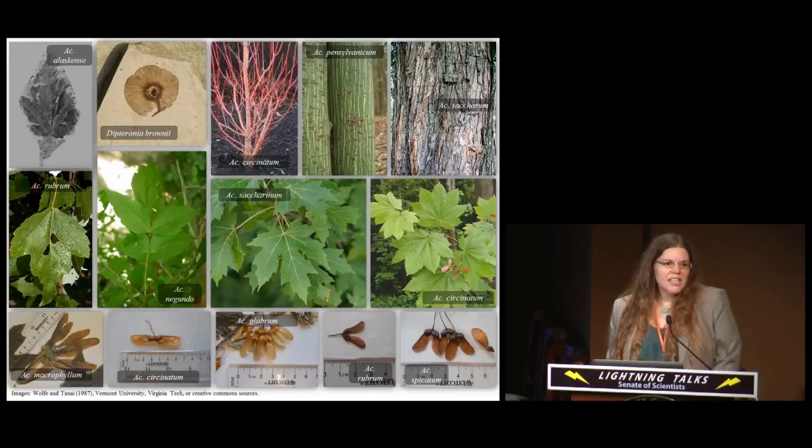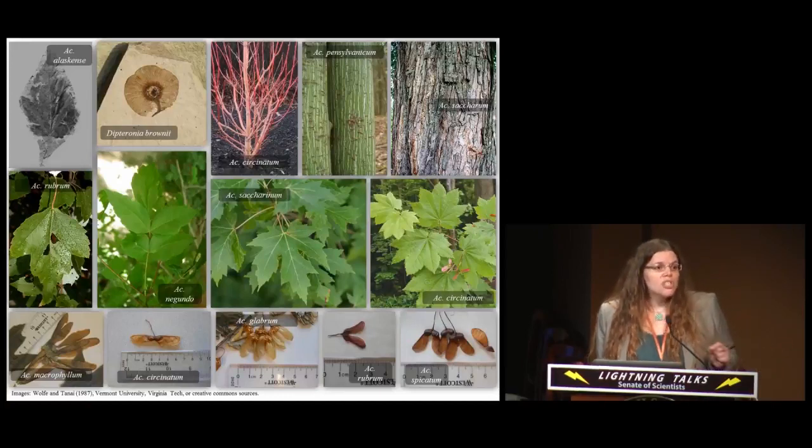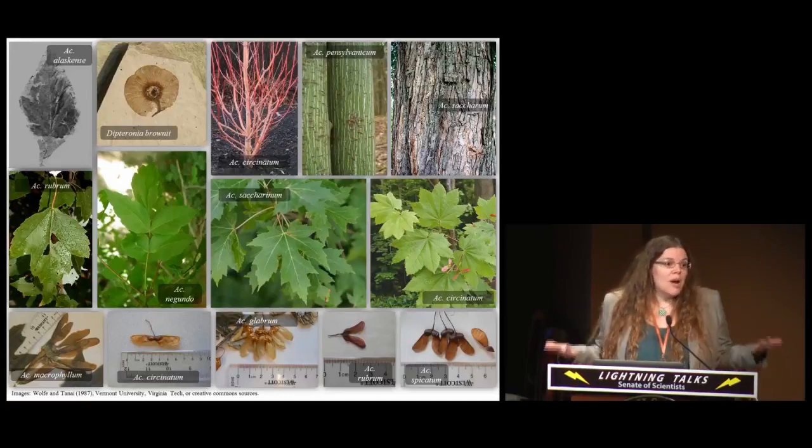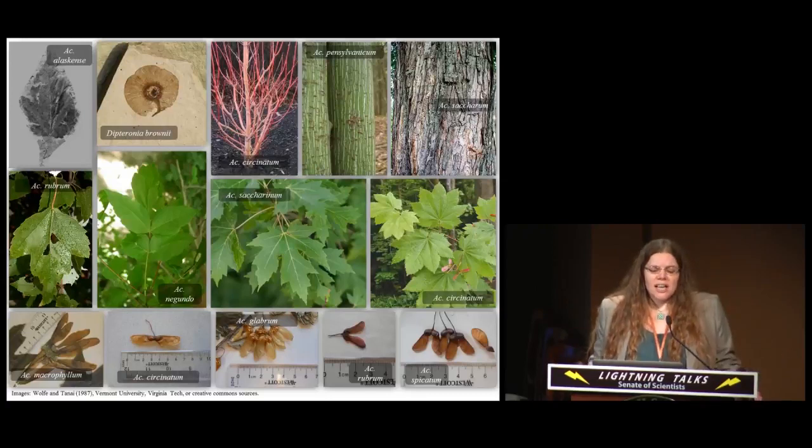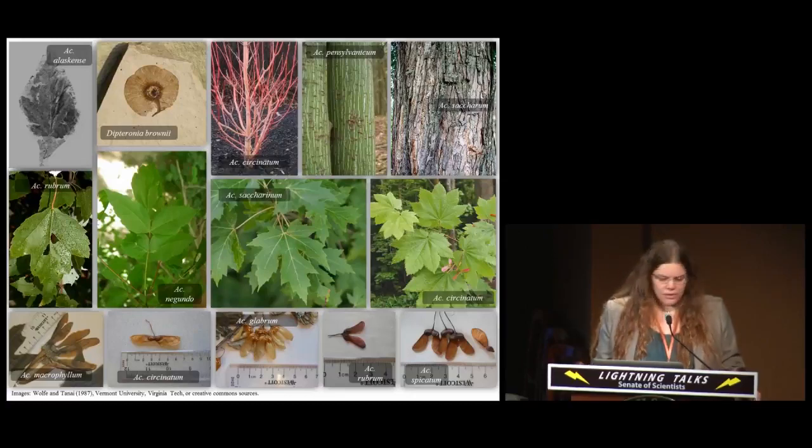So since there's only 9 species in North America, why do I care about North America? Well, as it turns out, most of the diversity of maples has some representative in North America. So that includes really cool bark, really different leaf shapes, and different sizes, shapes, and colors of fruits. The oldest fossils of Acer and all of the fossils of Dipteronia are also found in North America.